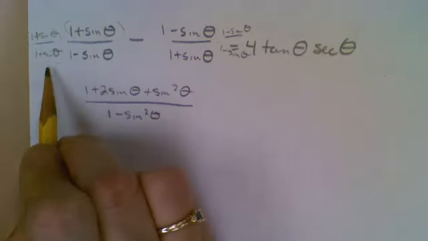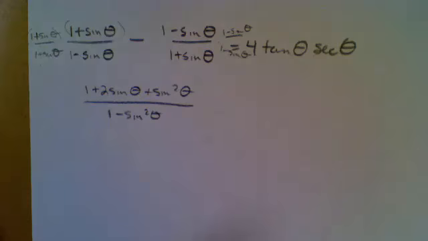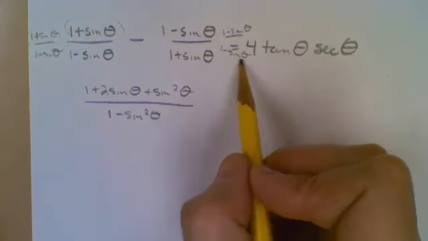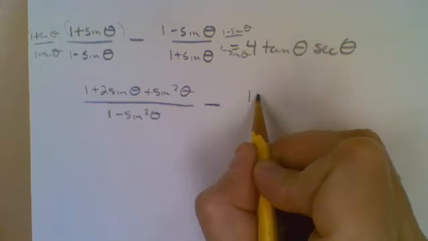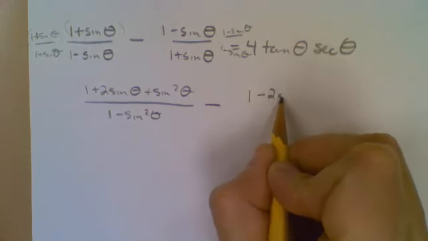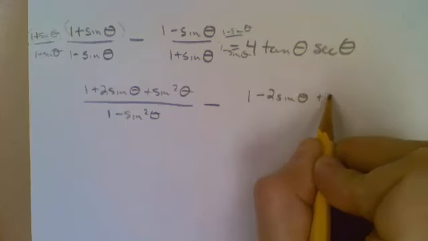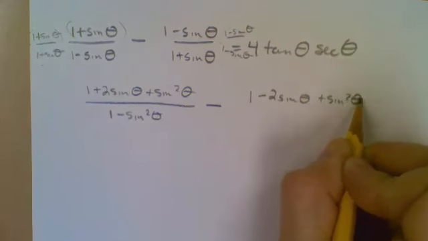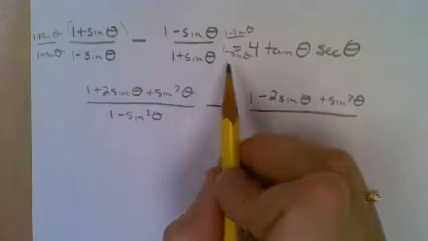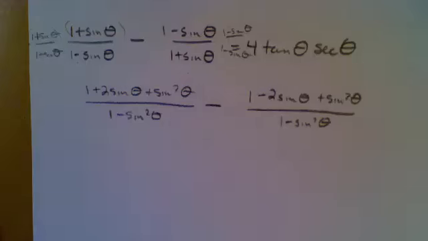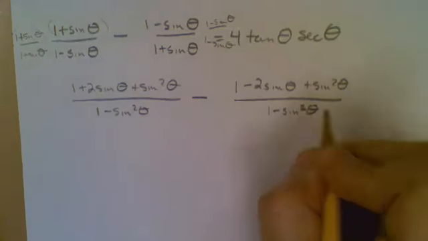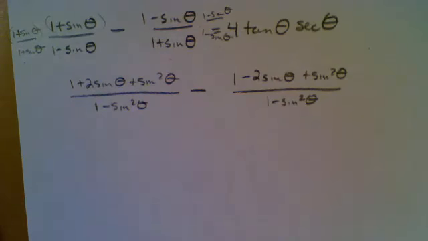When I FOIL these out, I'm going to get 1 minus sine squared. With this one, I'm multiplying by 1 minus sine, so I get minus, and up here I'm going to get 1, minus 2 sine plus sine squared, all over that denominator. Again, when I multiply those two, I'm going to get 1 minus sine squared. That's a square there. Okay? Alright, so that got the fraction together.